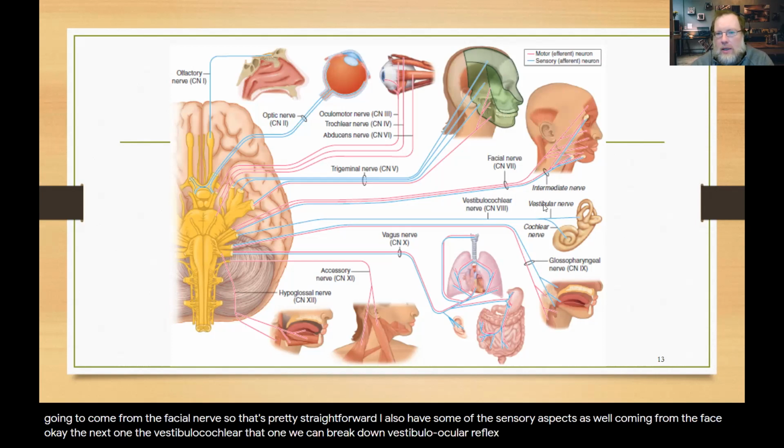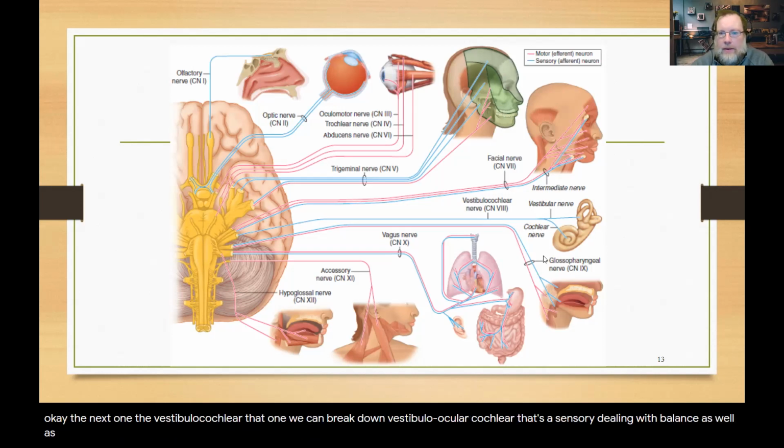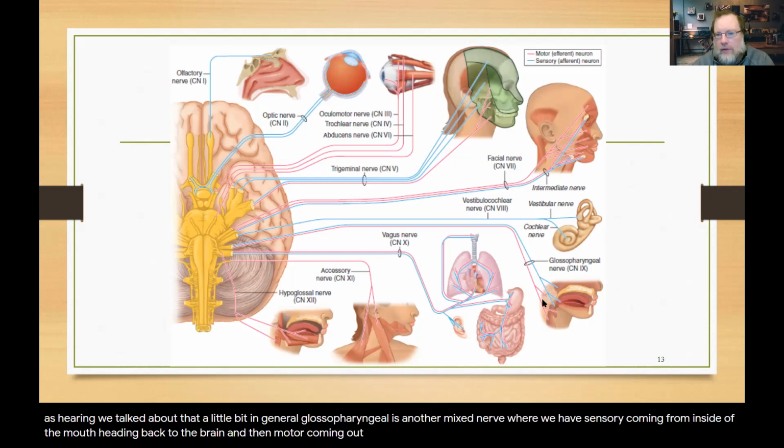Vestibulocochlear. That's a sensory nerve dealing with balance as well as hearing. We talked about that a little bit in general. Glossopharyngeal is another mixed nerve where we have sensory coming from inside of the mouth, heading back to the brain, and then motor coming out, regulating some of the epiglottis, some of the swallowing mechanisms, the position of the hyoid as well.